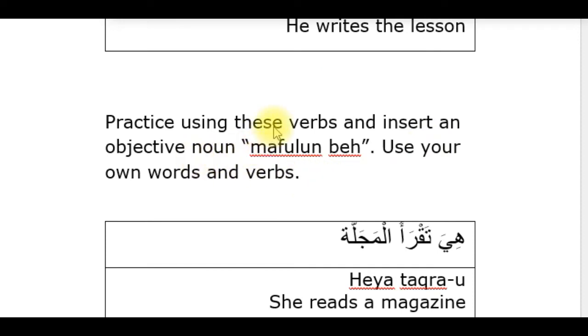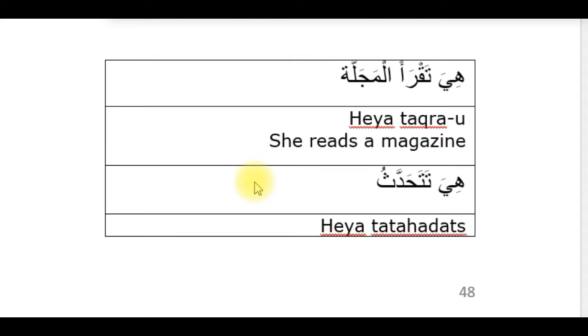Practice using these verbs and insert an objective noun. Objective noun we call in Arabic مفعول به. Use your own words and verbs. Let's look at this word. هي تقرأ. She reads. What is she reading? She's reading a magazine. مجلة. هي تقرأ مجلة. So you need to put a fathah sign here.